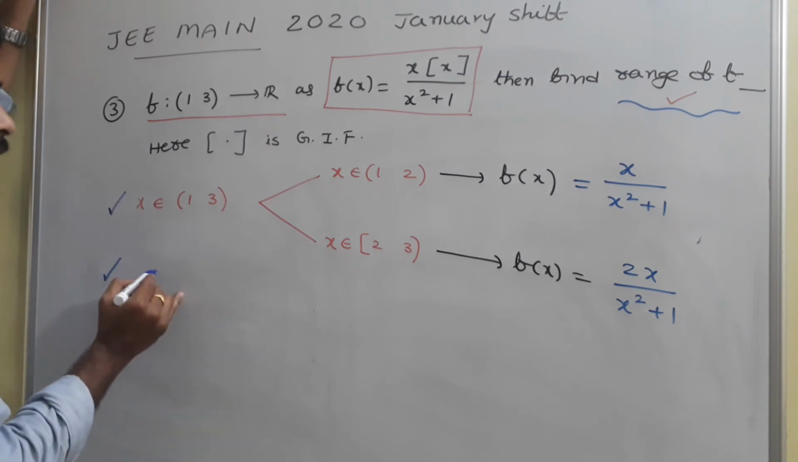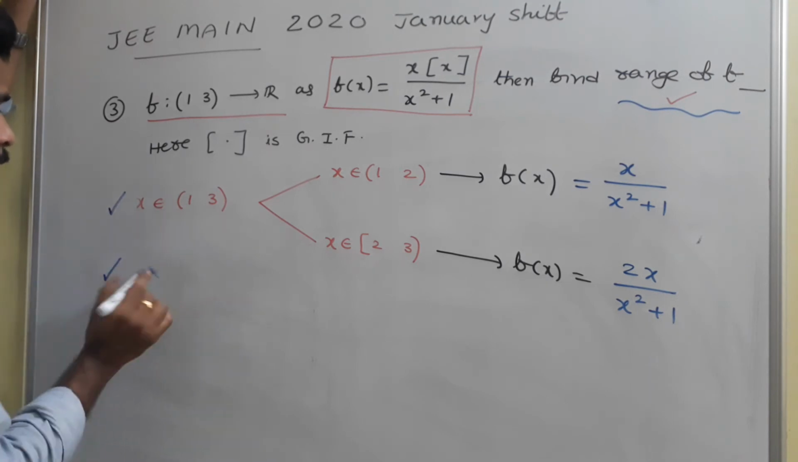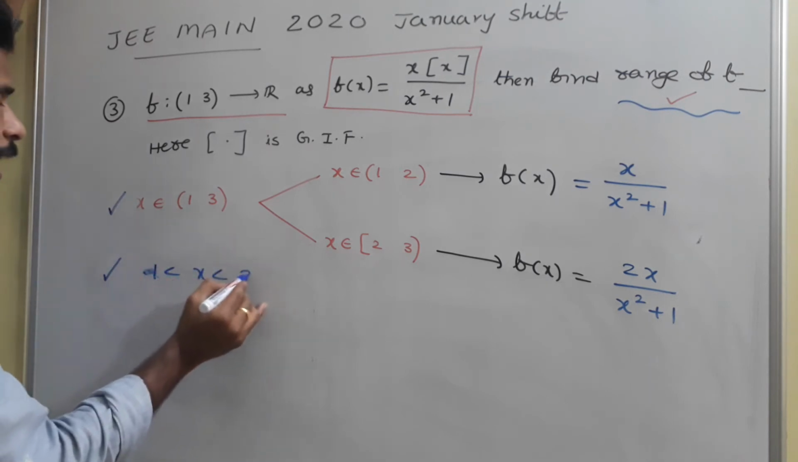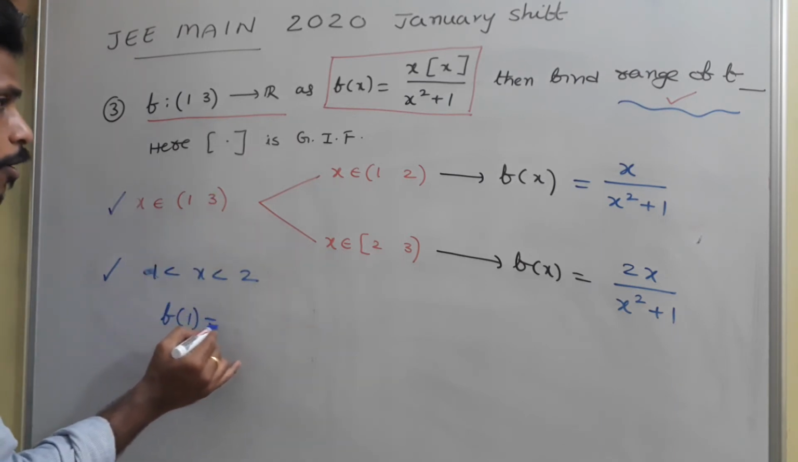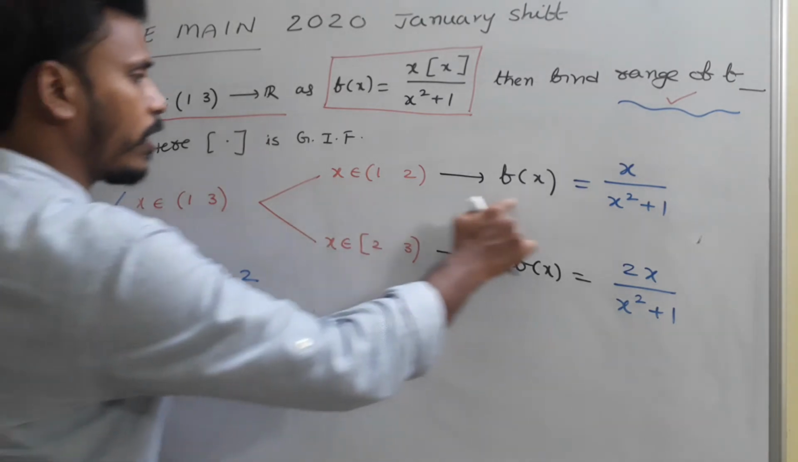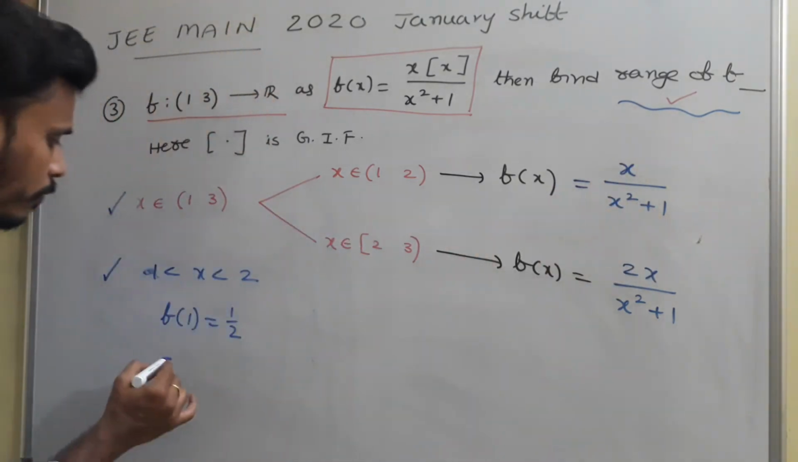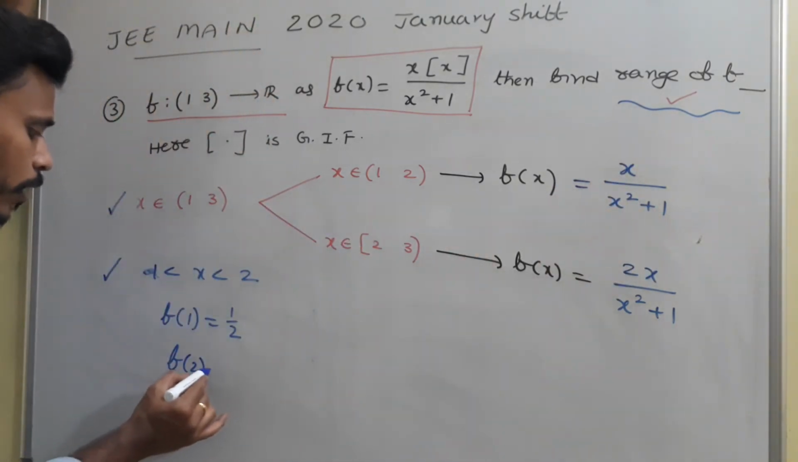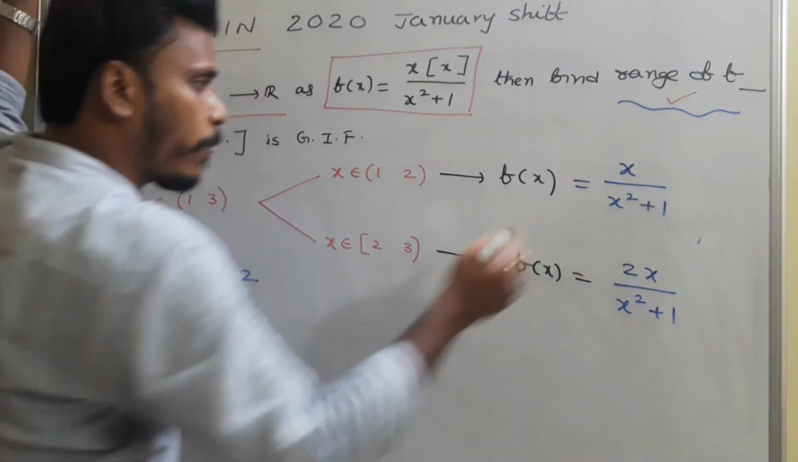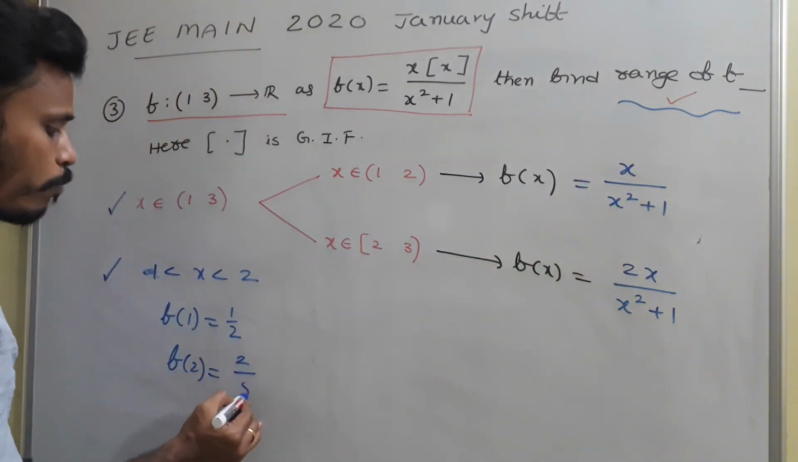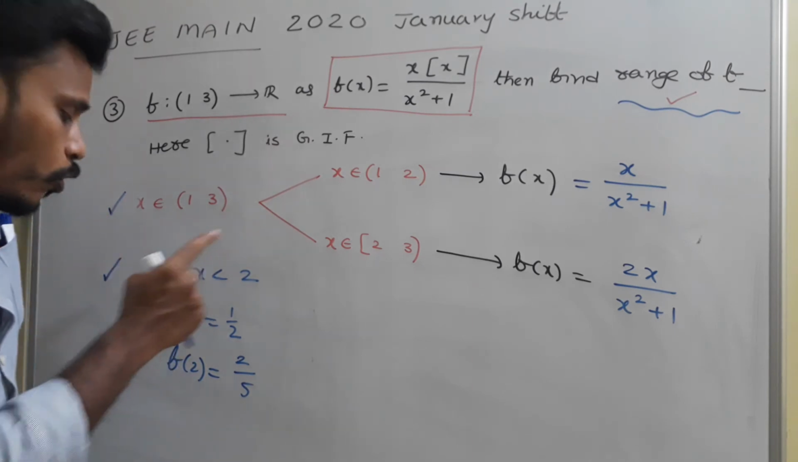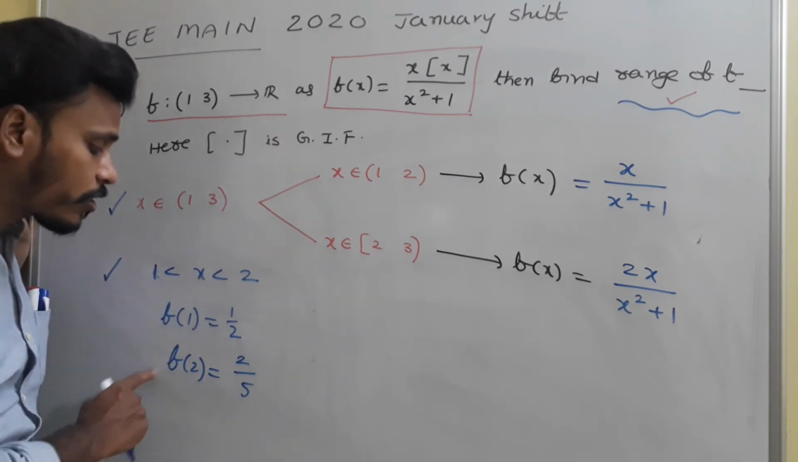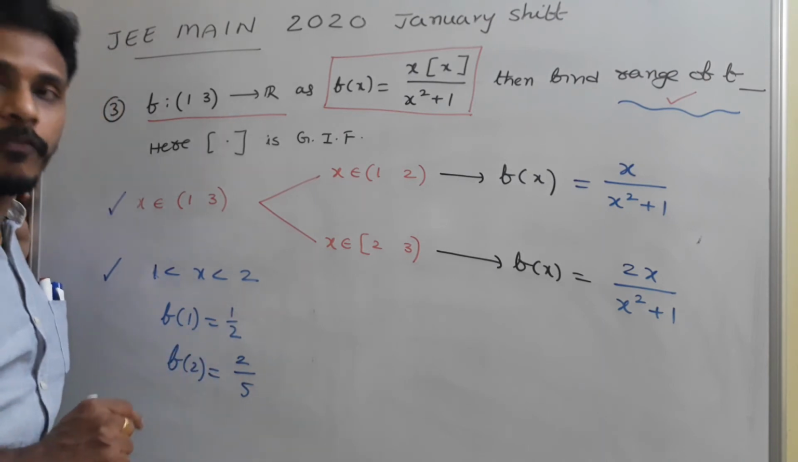The first thing is between 1 and 2, 1 less than x less than 2. What do you say about f of 1? f of 1 is 1 by 2 in this region. What do you say about f of 2? In this region, if you take 2 in the place of x, f of 2 is 2 by 5. So when you change the values of x from 1 to 2, the function values are changing from 1 by 2 to 2 by 5.